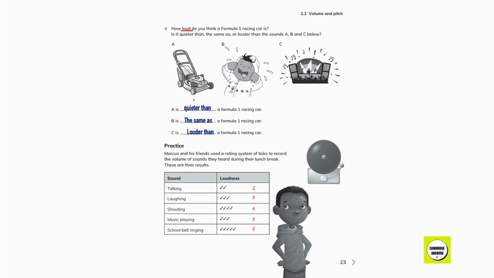Marcus and his friends used a rating system of ticks to record the volume of sounds they heard during their lunch break. These are the results. Talking, 2 ticks. Laughing, 3 ticks. Shouting, 4. Music playing, 3. School bell ringing, 5.